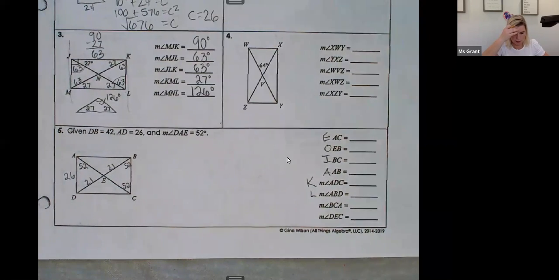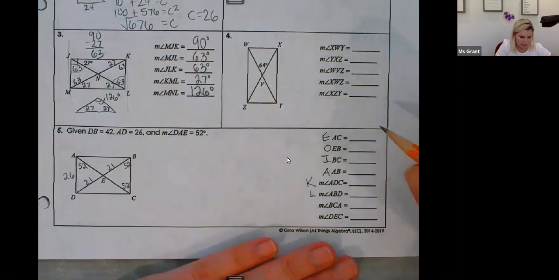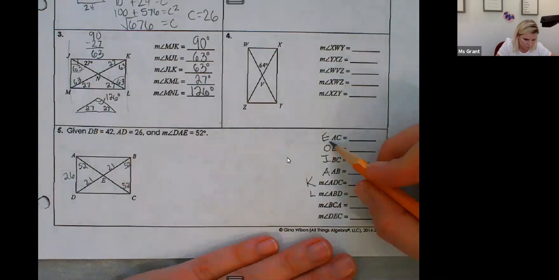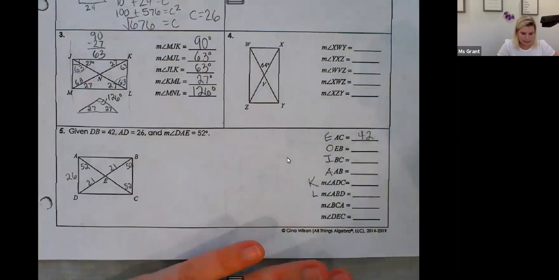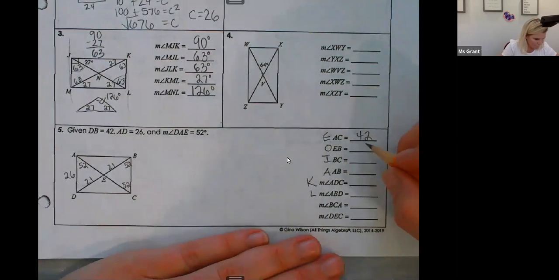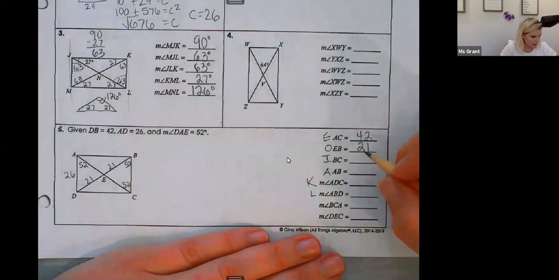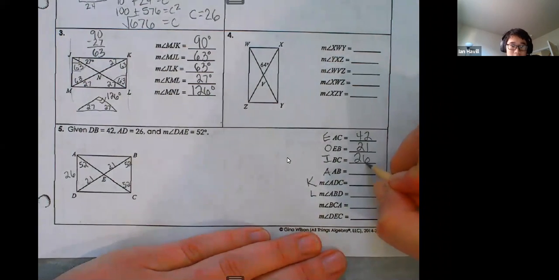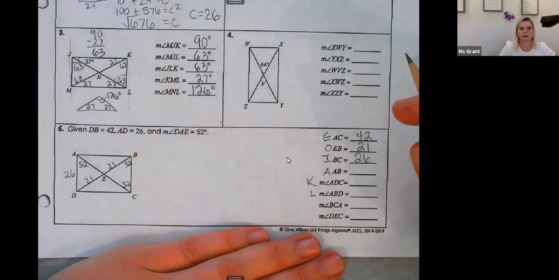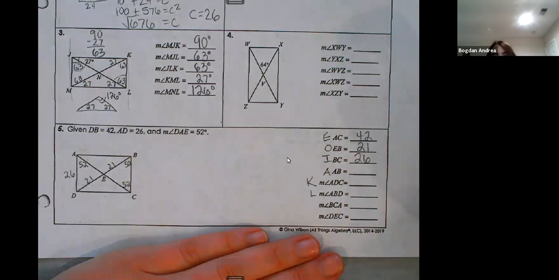All right, so let's go. I have volunteers for these. So AC, what is AC? 42. 42, you are correct, thank you. What is EB? 21. It sure is. What is BC? 26. Yep. Good. Okay. Next, AB. 33.